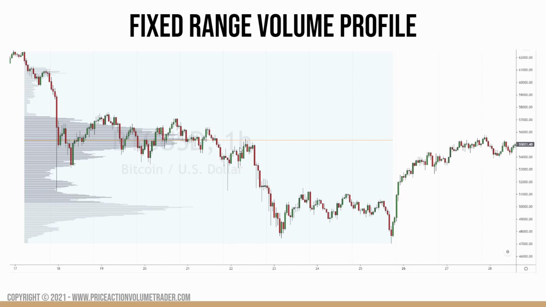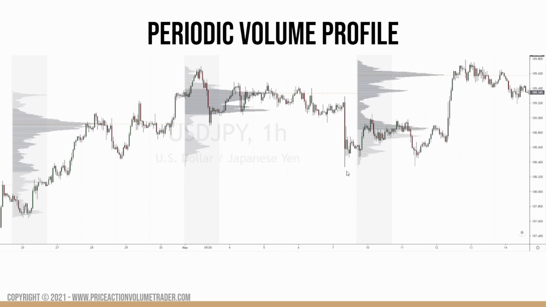The fixed range volume profile, as you can see from the light blue background here, this is a Bitcoin dollar 1 hour chart. This is a profile that I set from this candle up here all the way to this swing low down here, and then that just plots a fixed range profile just for the period that I want, and it has its point of control and all its different elements.